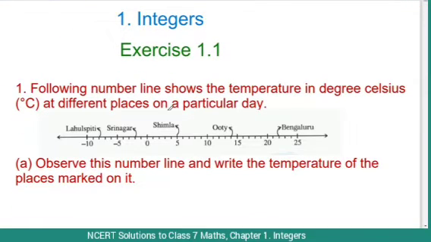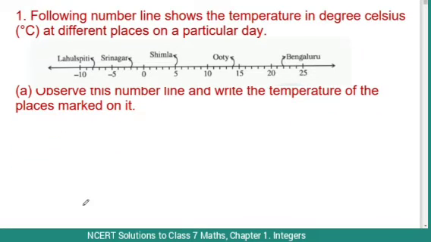All the exercises of integers are solved here. Starting with exercise 1.1, first question. The following number line shows the temperature in degrees Celsius at different places on a particular day. So observe this number line. The question asks: observe this number line and write the temperature of the places marked on it.